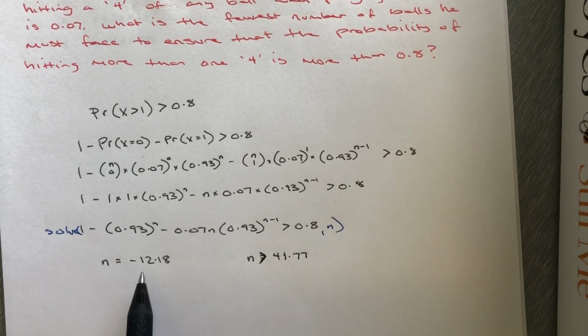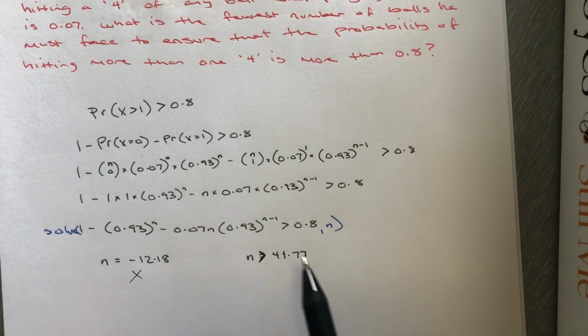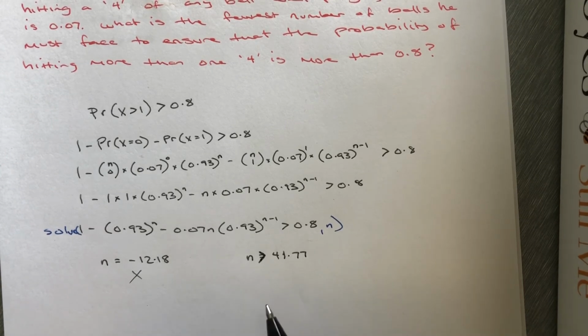Now you can't have a negative number of trials, can you? So let's just forget about that one. That one's no good. Now, this has been a problem. I've had a lot of questions about this. We can't have 41.77 trials, can we? We can only have a full number of trials. But do we round up or do we round down?